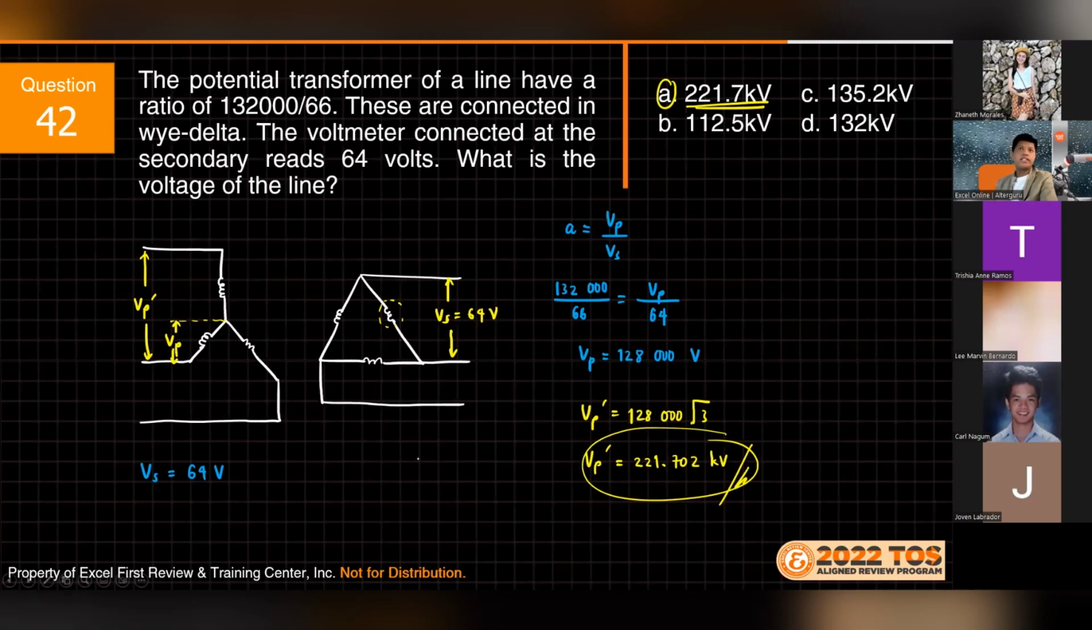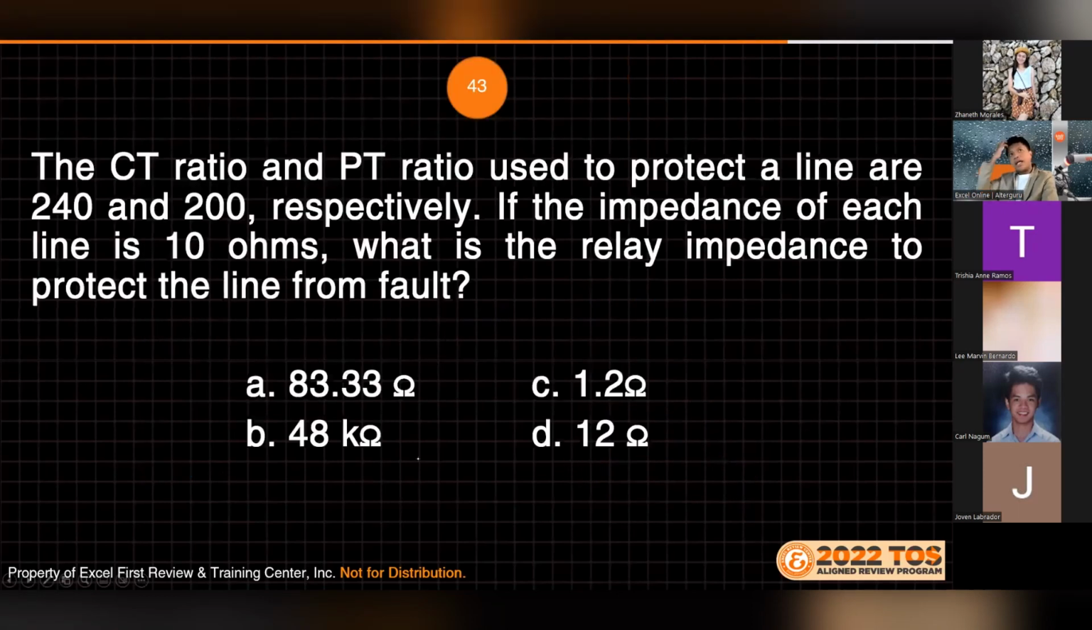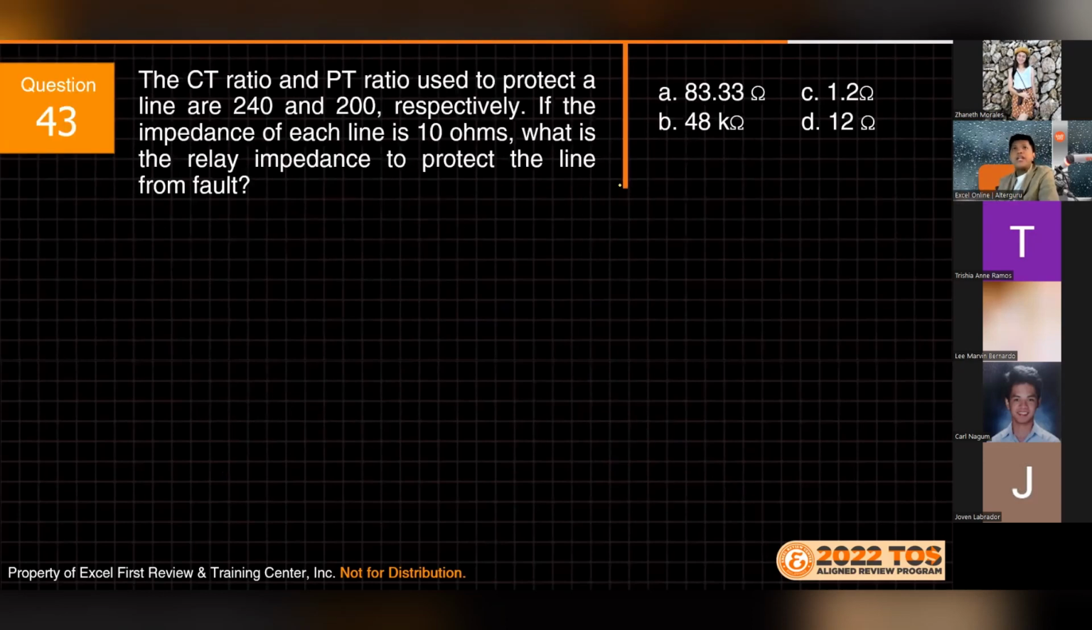Next to that one is number 43. The CT ratio and PT ratio used to protect the line are 240 and 200 respectively. If the impedance of each line is 10 ohms, what is the relay impedance to protect the line from fault? Now, when you think about that, you might ask, sir, why is that? There is a relay impedance to protect the line from fault.